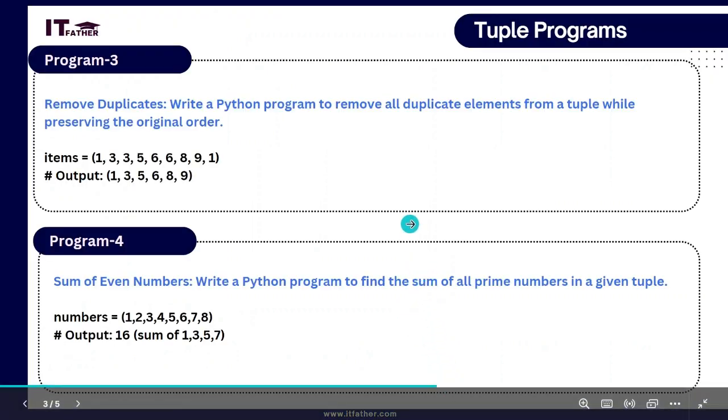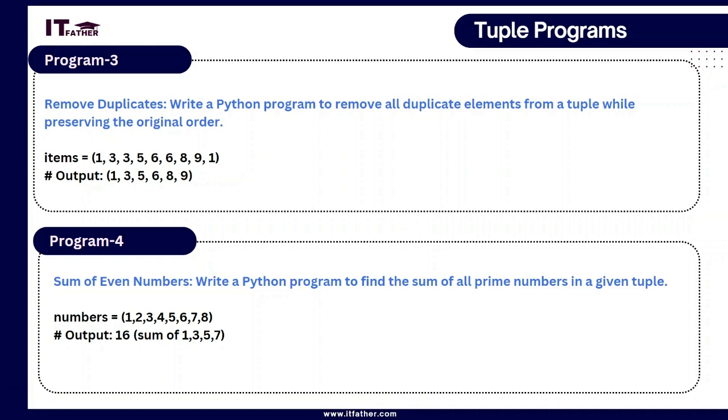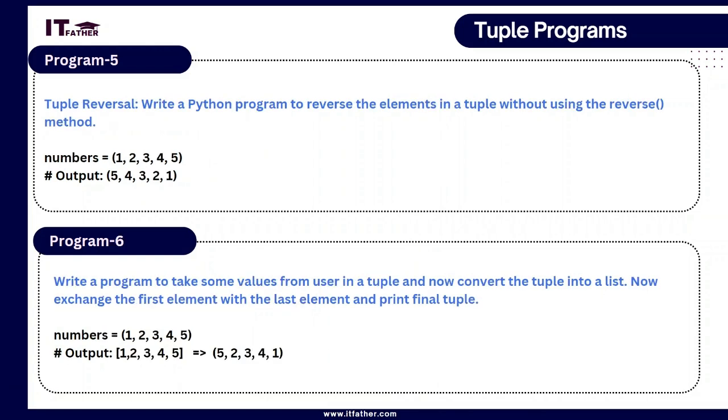Next we have a sum of even numbers. Write a program to find the sum of all prime numbers. This we have already done, this is repeated, sorry. So tuple traversal: write a Python program to reverse the elements in a tuple without using the reverse function.